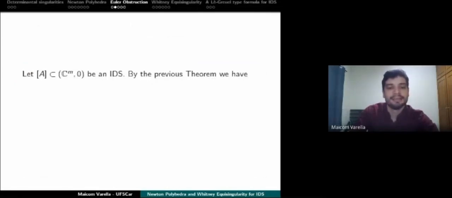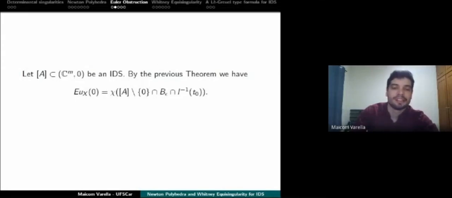Now let A be an IDS. Since A has isolated singularity, there is a Whitney specification of A consisting of two strata, the origin and the regular part of A. And since the Euler characteristic of the Newton fiber at the origin is equal to 0, and the Euler obstruction of the regular part of A is equal to 1, then by the previous theorem, we have that the Euler obstruction of an IDS is given by this formula.